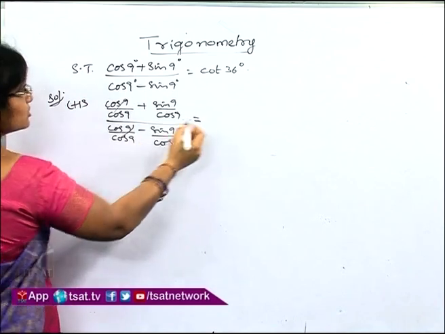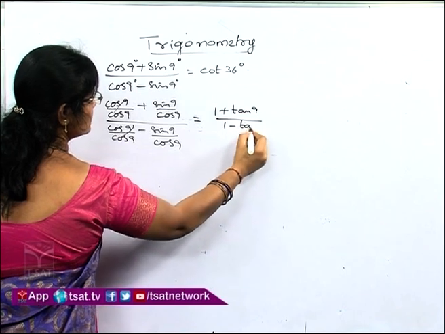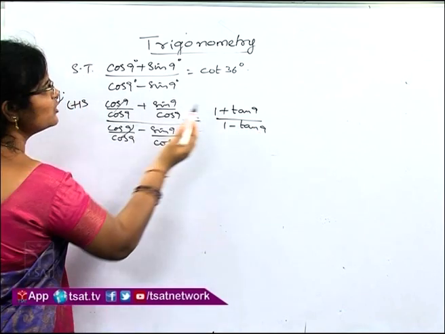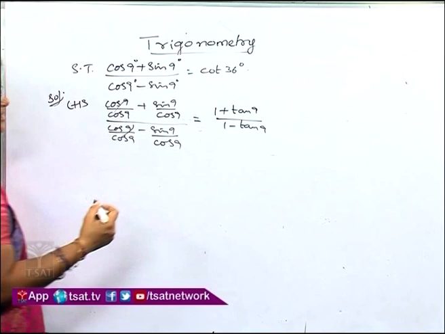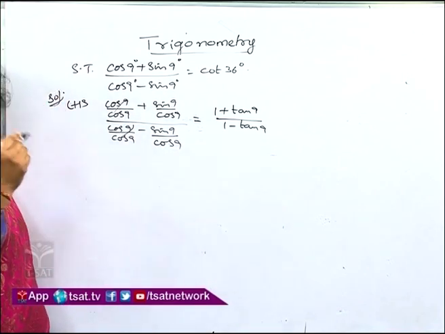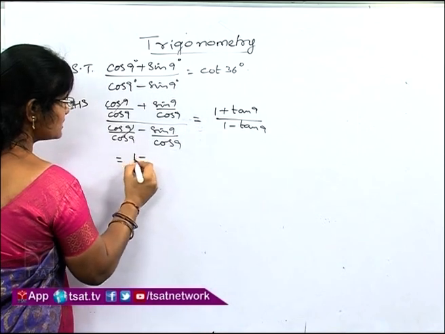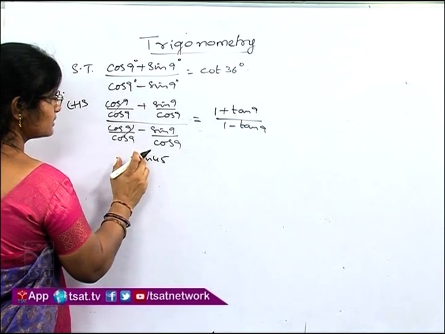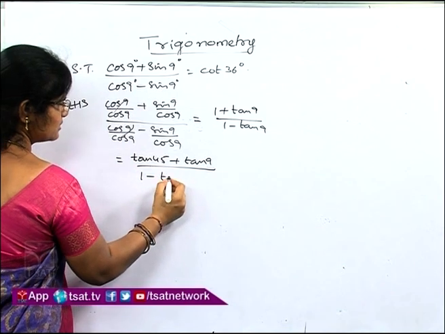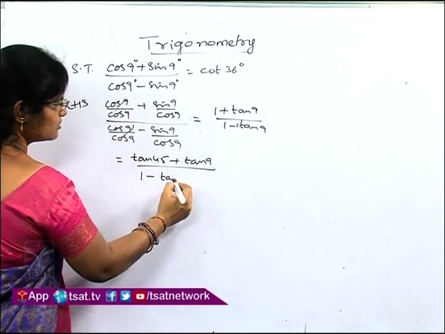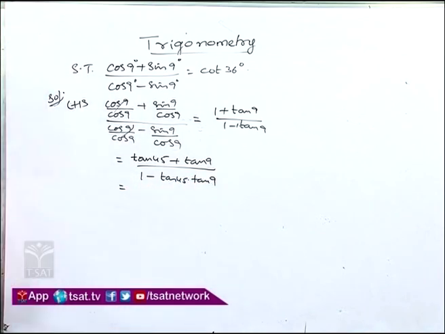So, how are we going to proceed, children? 1 plus sin by cos is tan 9, by 1 minus tan 9. So, whenever you get terms like 1 plus tan 9 by 1 minus tan 9, convert them using the tan of a plus b formula, children. So, how am I converting? See, 1 we can write as tan 45, plus tan 9, by 1 minus, here 1 into tan 9 we can write, so tan 45 into tan 9. So, it is converted into the form of tan of a plus b.